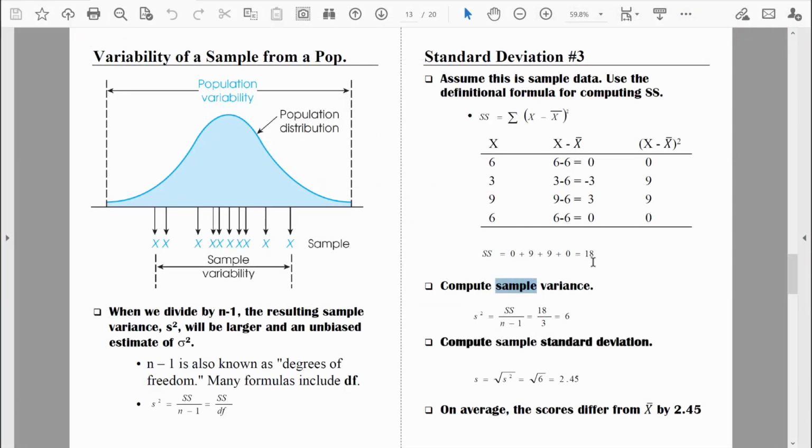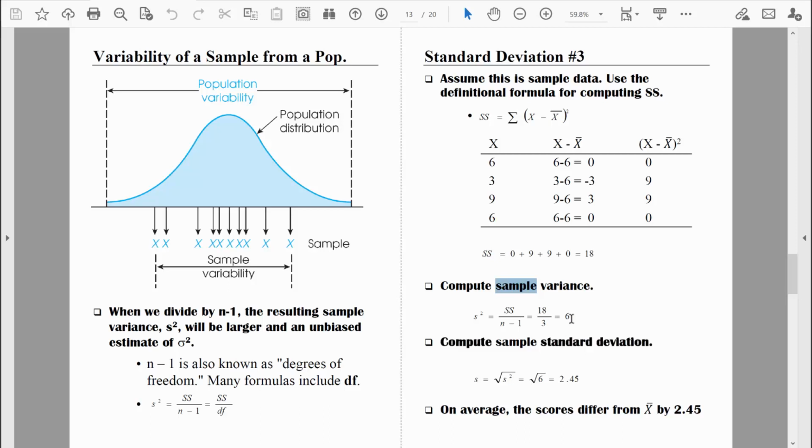Now that we know that sum of squares equals 18, we can go to step 2 and compute sample variance. We're going to take sum of squares, which is 18, and now divide by n minus 1. We saw that n was equal to 4. 4 minus 1 is 3. 18 divided by 3 equals 6. So sample variance, s squared, equals 6.